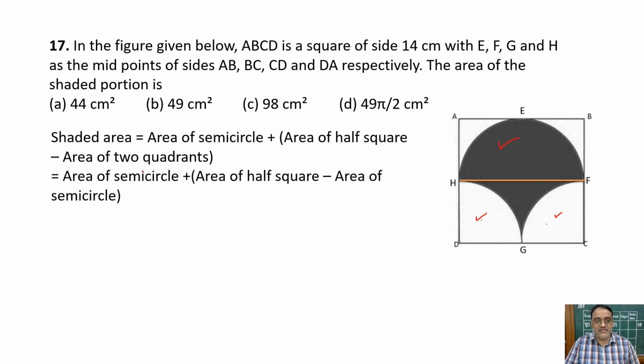So area of semicircle plus and minus will cancel and we'll get only area of half square, and that is nothing but half a square, and a is already given, 14 centimeter.